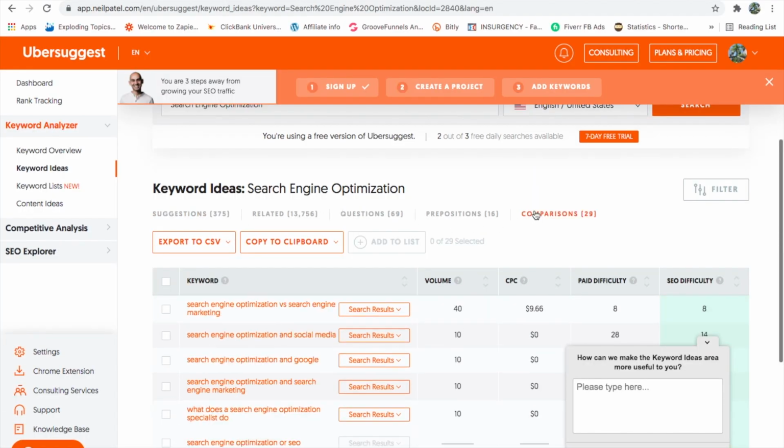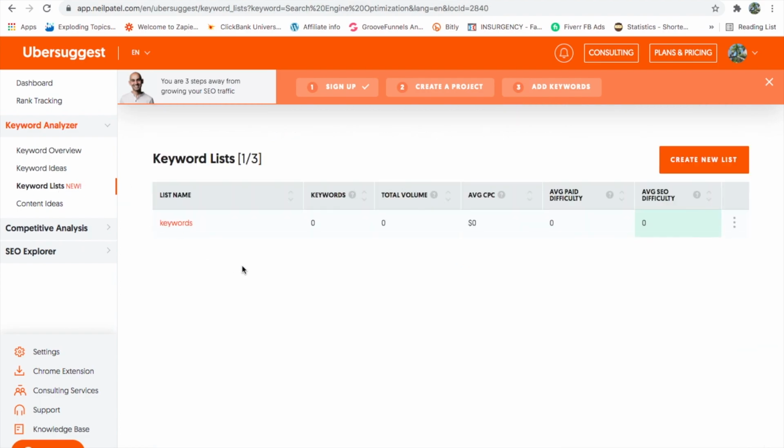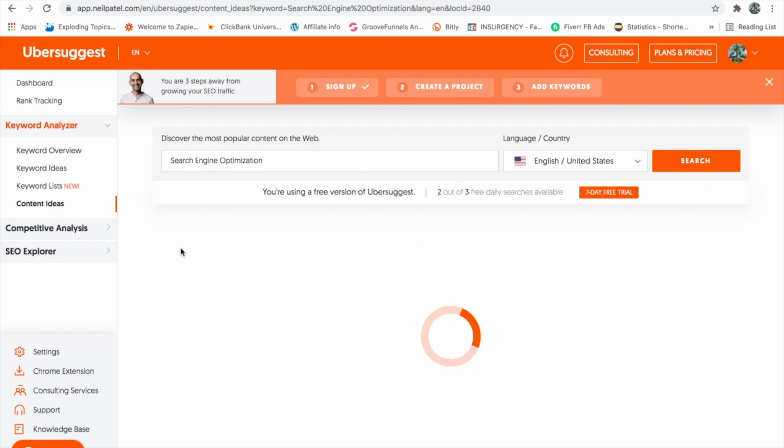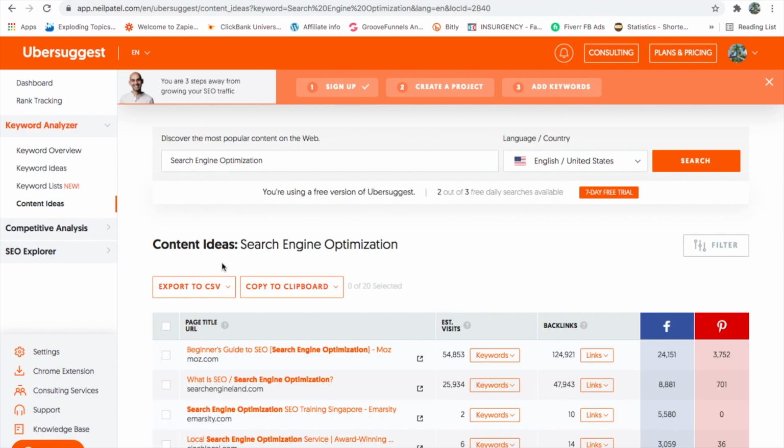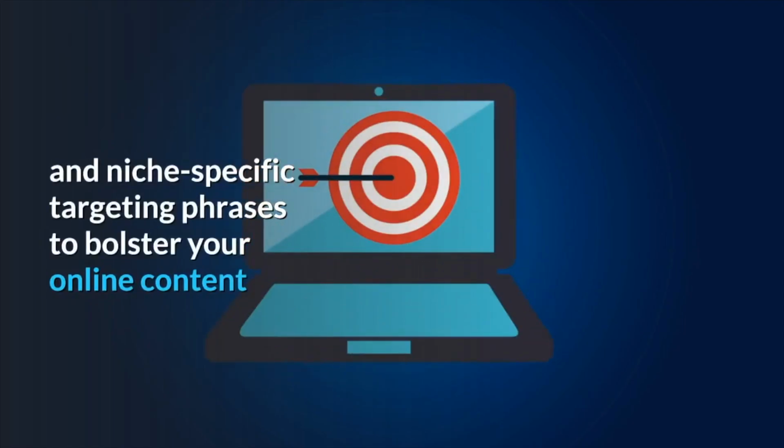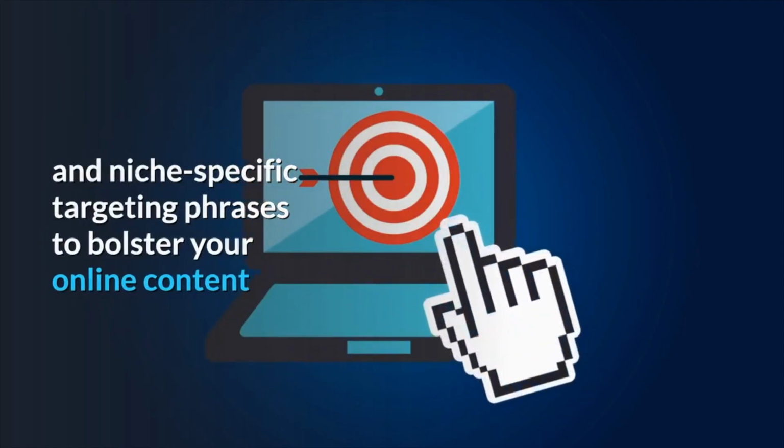Another example of on-page SEO comes in the form of meta tags. Now, when we talk about introducing the use of meta tags, we're really just talking about the incorporation of non-competitive keywords and niche-specific targeting phrases to bolster your online content.